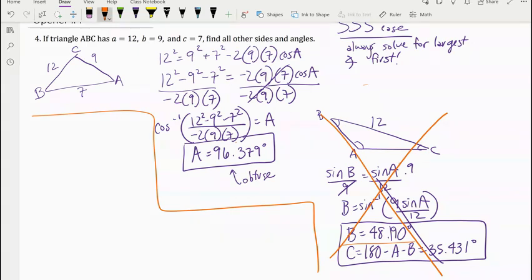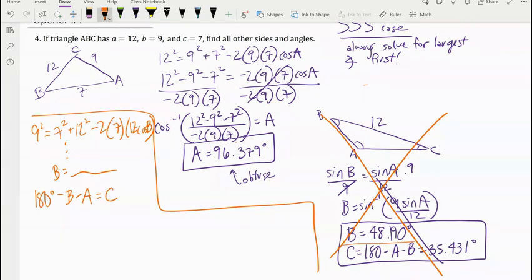So I would set it up as, I already solved for A, so I could set it up as 9 squared is equal to 7 squared plus 12 squared minus 2 times 7 times 12 cosine of, what was I solving for? B. I already did this, but I erased it. And then I would solve for B. And then to solve for C, I would just do 180 minus B minus A, which I already solved for, right? And then that would give me what angle C is.